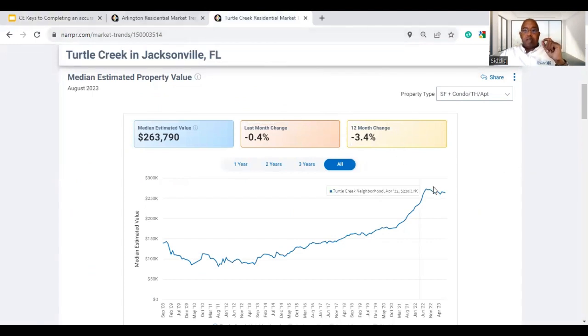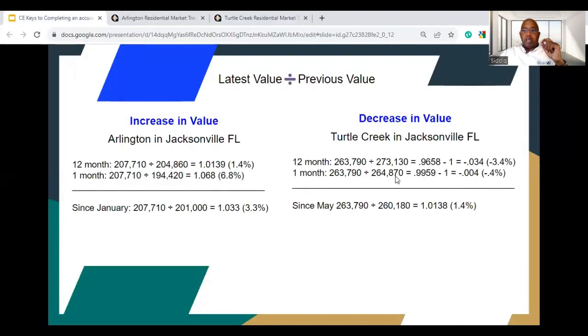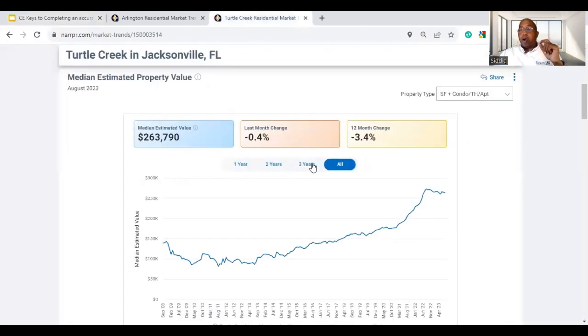And if I did the same thing for the last month, and I went back 1 month and got that data, I would get 264,870. I would get 0.9959 minus 1, and I would get a negative 0.4%, just like RPR calculated. So we know our formula works again. Now what I want to do is go along the line and see what else has been happening a few months ago, since January, to get a clearer picture of really the direction the property is going in.